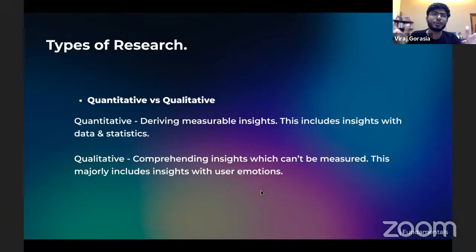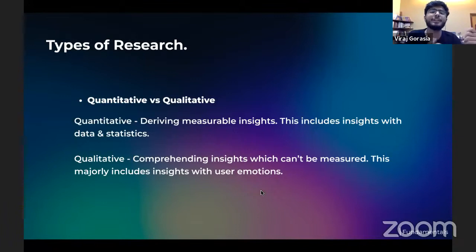And let's say from those feedback forms, you understand that your app is used by 30% male and 70% female. Or let's say your app is used the most at 2 a.m. So everything that includes data, everything that includes numbers is called quantitative. It can be measured. And something which can't be measured is called qualitative.